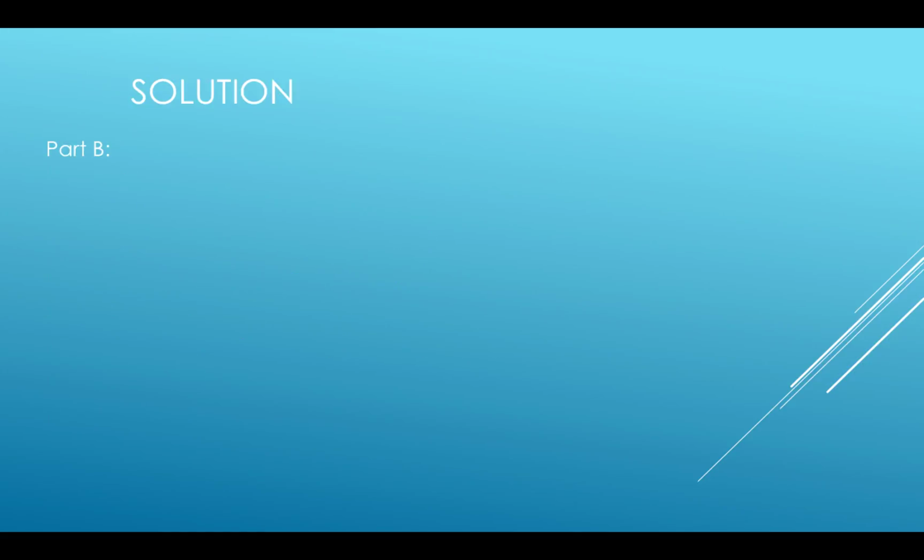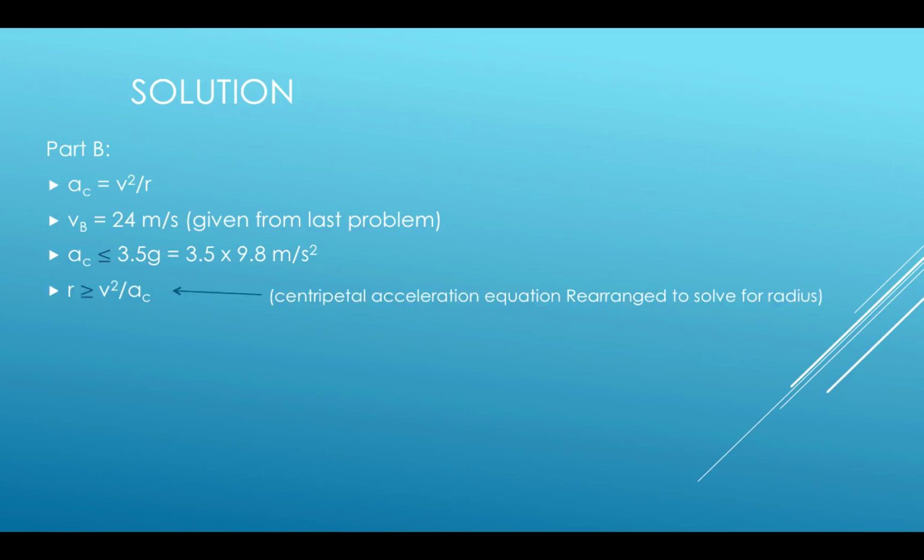To solve for part B, we are going to use the definition of centripetal acceleration. Once again, we will isolate the variable we are solving for, which is radius in this case. We are asked what the minimum value of the radius is that is needed in order to meet the given acceleration of less than or equal to 3.5 Gs. Thus, we can set the centripetal acceleration as less than or equal to the velocity squared over the radius. With the known values of acceleration and velocity, being 24 meters per second found from part A, we can go ahead and solve for the radius. Once calculated, the radius will be 16.8 meters.